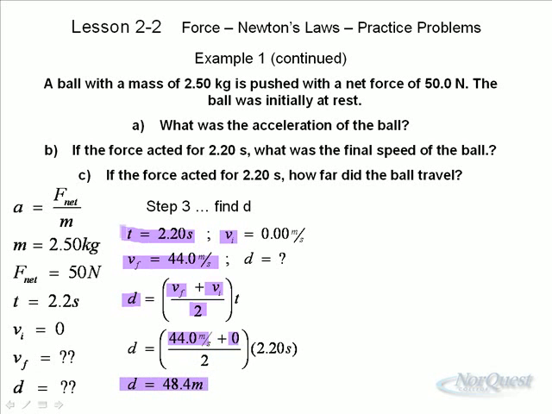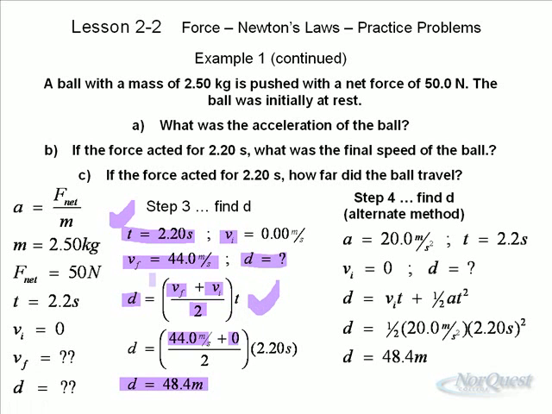Notice we used 3 givens and 1 unknown, and we picked an equation that was appropriate for that. Now, an alternate method would be, instead of using the final velocity, we ignore the final velocity and instead we use the acceleration that we calculated in step A. So acceleration is 20, time is 2.2, initial velocity 0. What's the displacement? Choose a formula from the 4 kinematic expressions that of course has these 3, t, a, and Vi, and also has your unknown.